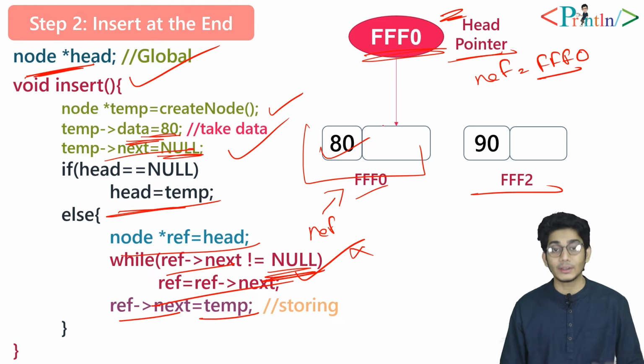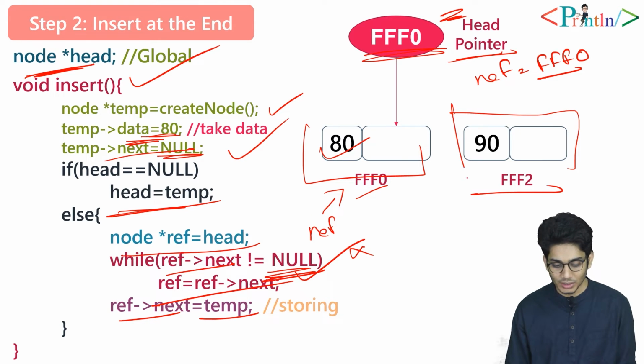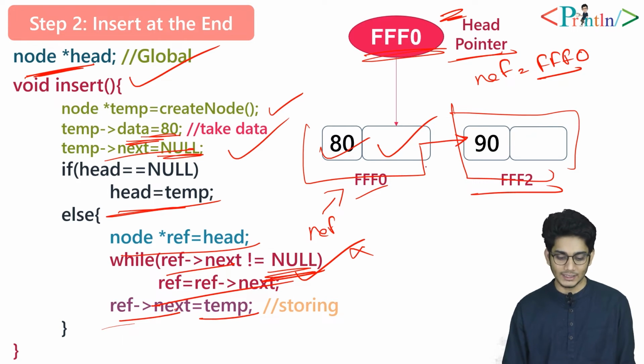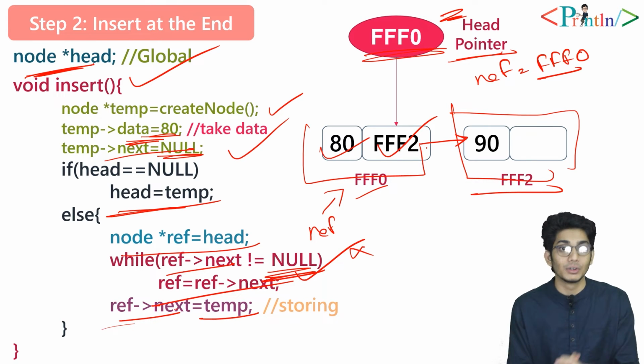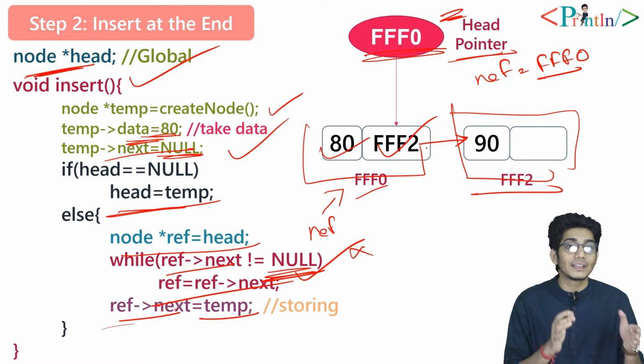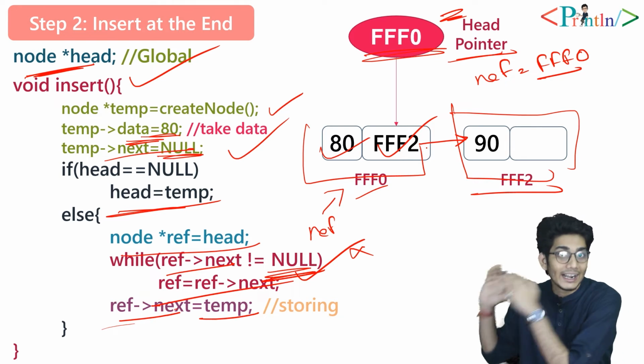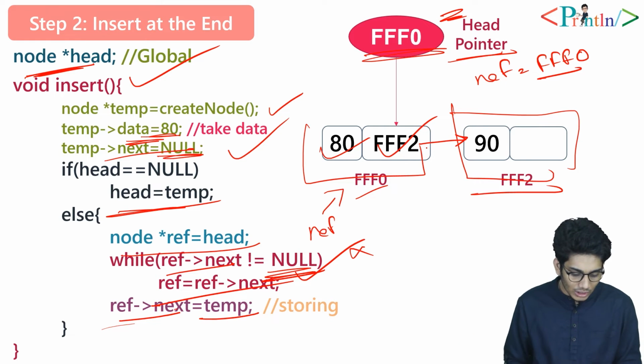So currently what we have within our temp is this portion. So what is the ref next? The ref next is this portion, and it will point to this node 90. So our ref next will contain FFF2. So this is how we can create a list and add a node at the end of the list. Let's talk about that again.